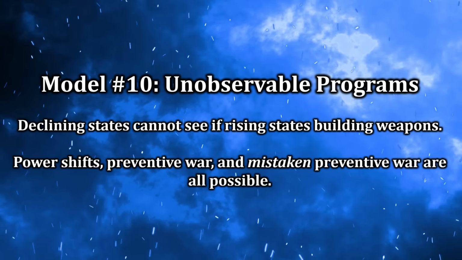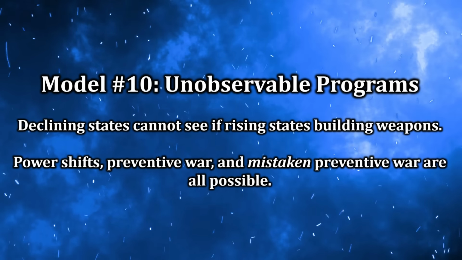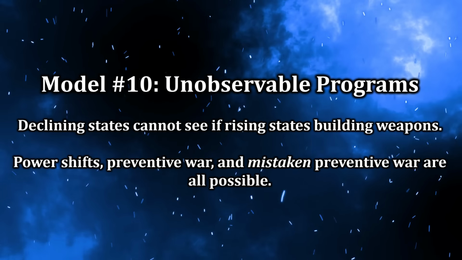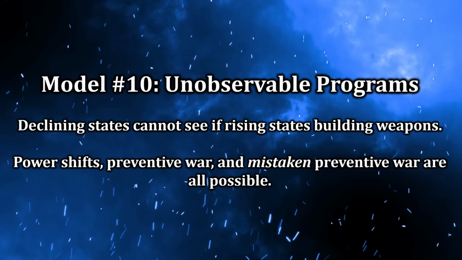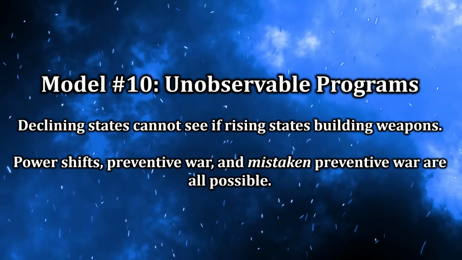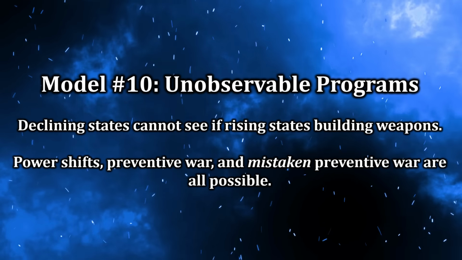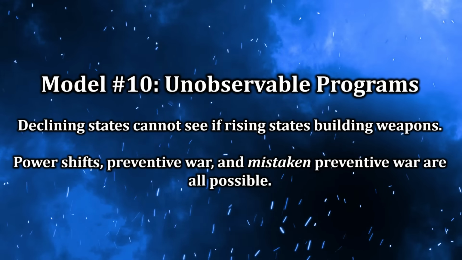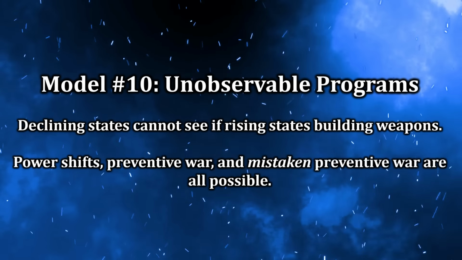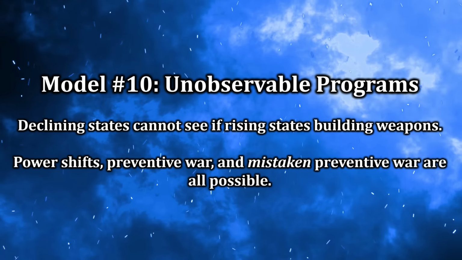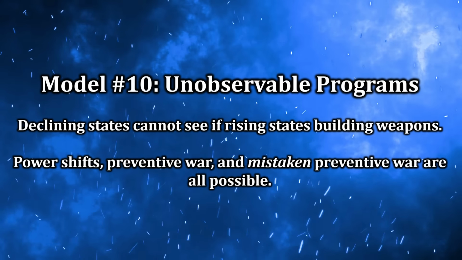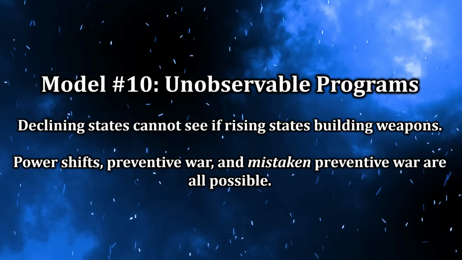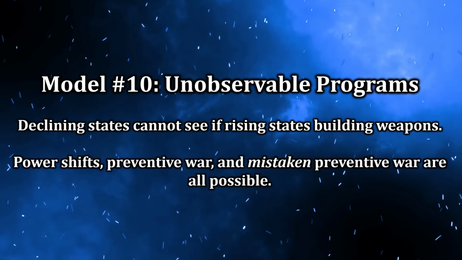Model number 10. Unobservable weapons programs. What if initiating a power shift costs the builder money, but the opponent cannot observe whether a weapons program is underway, say because the footprint of a nuclear program is small enough to evade detection? It is possible now that the deal necessary to appease the potential builder leaves the opponent with less than what the opponent expects to obtain through preventive war.